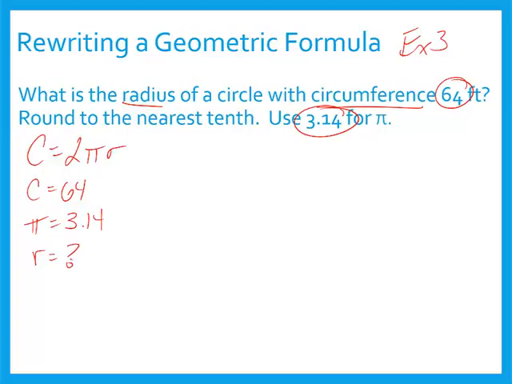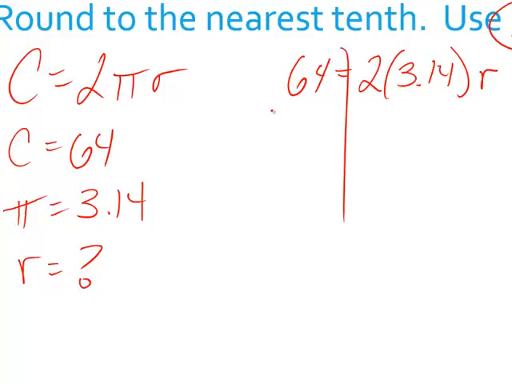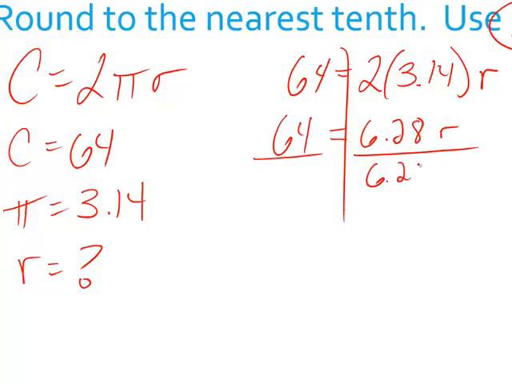Okay, so go ahead and in your equation, replace the variables with what the variables equal. So instead of C, write 64 equals 2. Instead of pi, write 3.14. And then r, because that's what we're trying to solve for. Next step, just multiply. 64 equals 2 times 3.14 is 6.28r. And then lastly, to isolate the r, we divide by the coefficient in front of the variable that we're trying to isolate. So divide by 6.28.